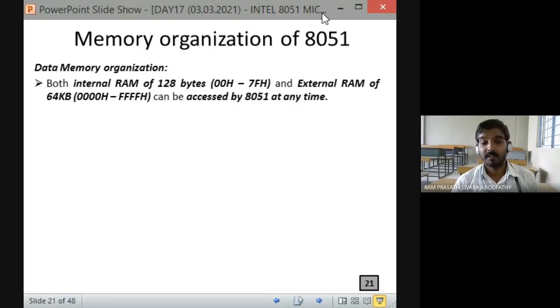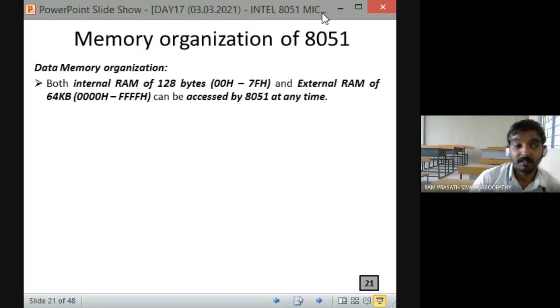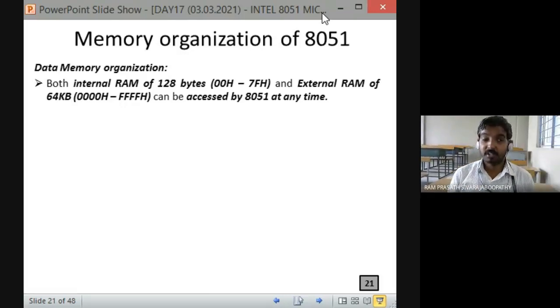How, sir? This is an important question. Regarding program memory, what did I say? The 64 KB can be total external, or 4 KB internal and 60 KB external. But here, both the 128-byte RAM, 00 to 7F, and the external RAM, 0000 to FFFFH, can be accessed by the 8051 at the same time. That is, we have 128-byte RAM plus 64 KB data memory in total.